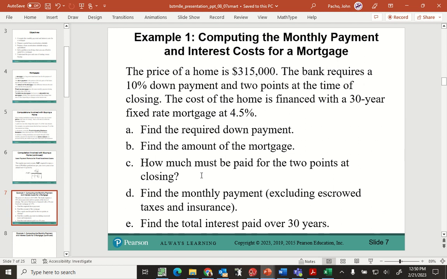It says we got, what's it, 5,670. So for part C, you're going to write that the closing cost was 5,670. And hopefully you wrote down the steps to get it. Find the monthly payment excluding escrow, taxes, and insurance. We'll deal with that eventually. That's its own monster.